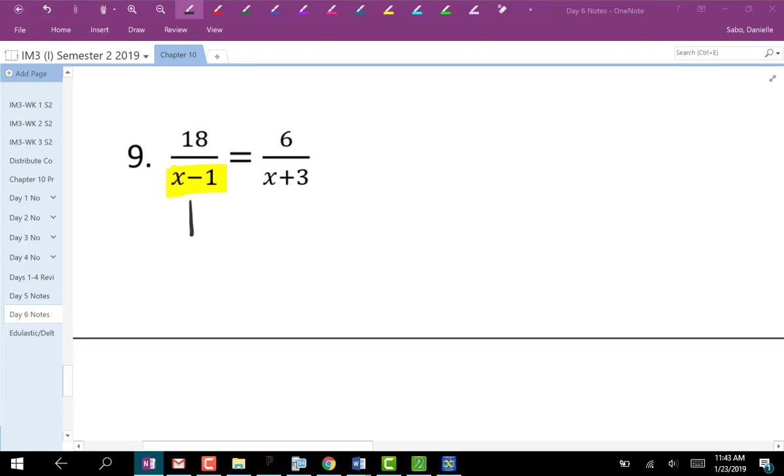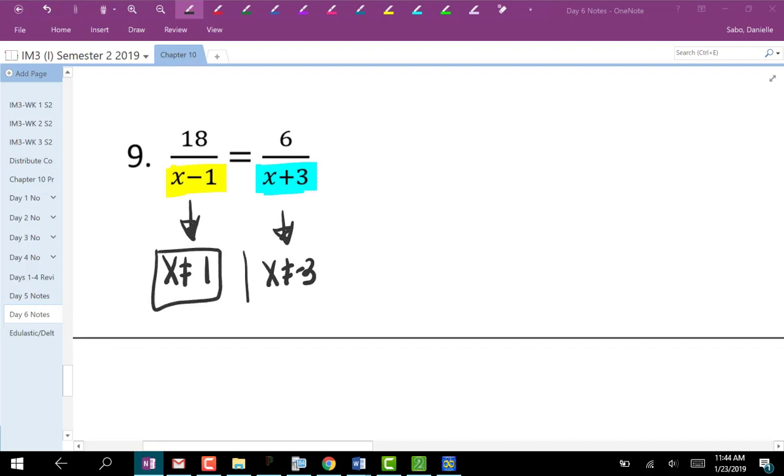What can't x be in this first one? 1. What can't x be in the second one? Very good. Negative 3. It's the opposite. So that's part of your answer here. You can't have those two. If you solve this problem and get 1 or negative 3, it's a no solution. That's really what that means.